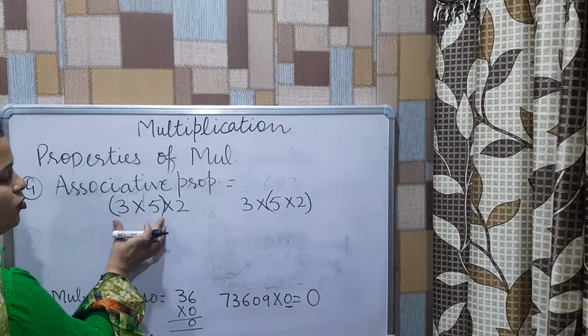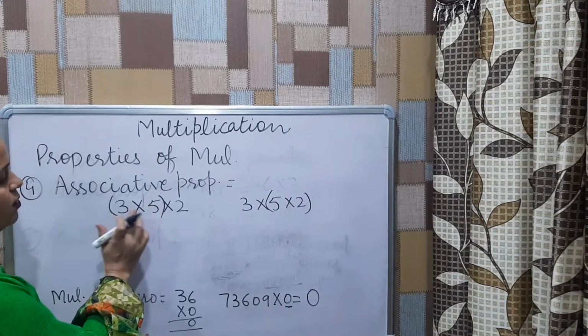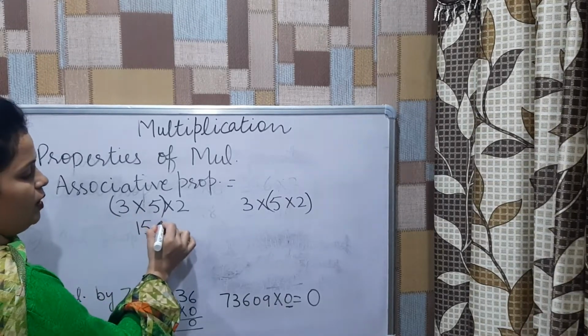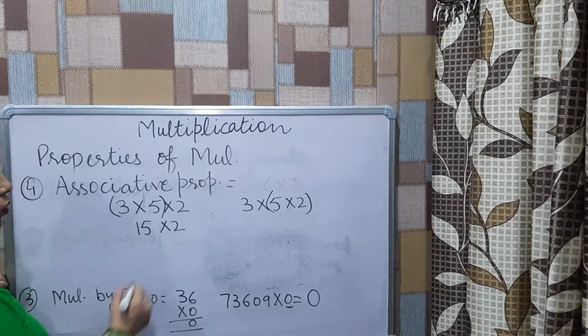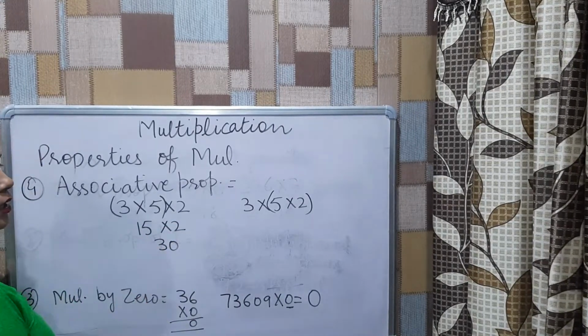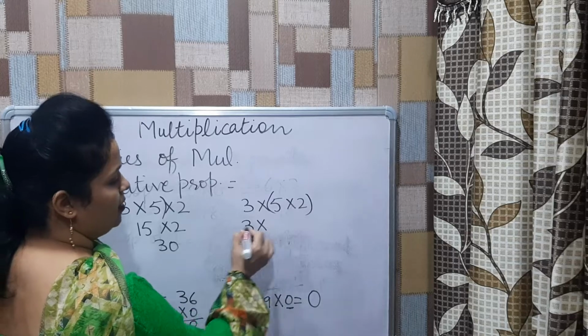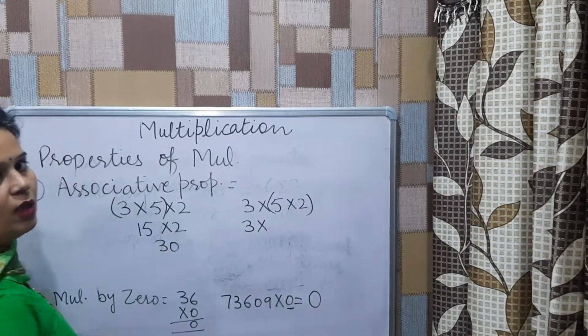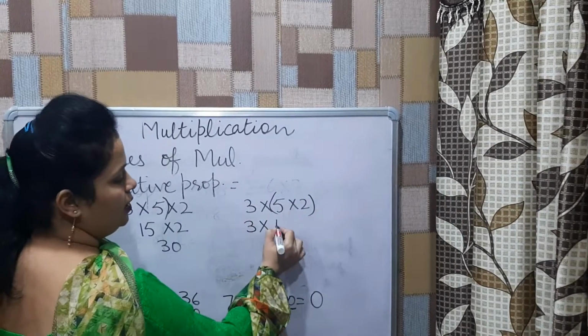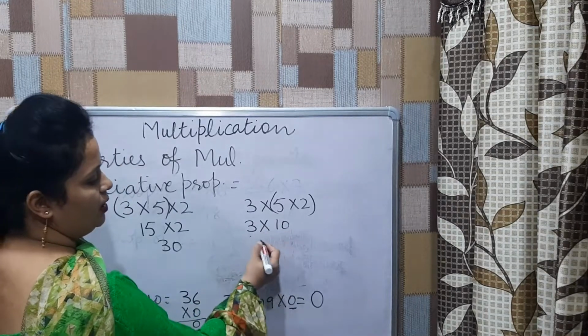Now here this bracket means I need to solve it first. 3 5s are 15 and then I will multiply it by 2. That will give me 30. Now here 3 will be written as it is because 5 and 2 is given in the bracket. So 5 2s are 10. Now children, again 3 10s are 30.